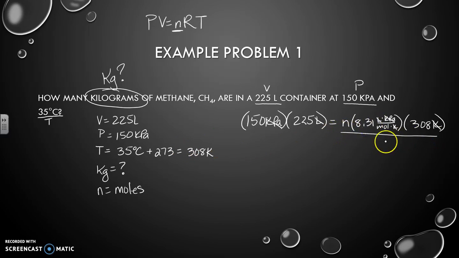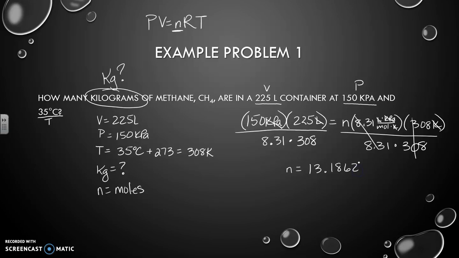I'm not going to actually write it all out, just in case there's anybody who says, how did you get that number? We're going to divide both sides by that number here, so that they cancel. N is going to be equal to 13.18627, and there's more, moles of methane.